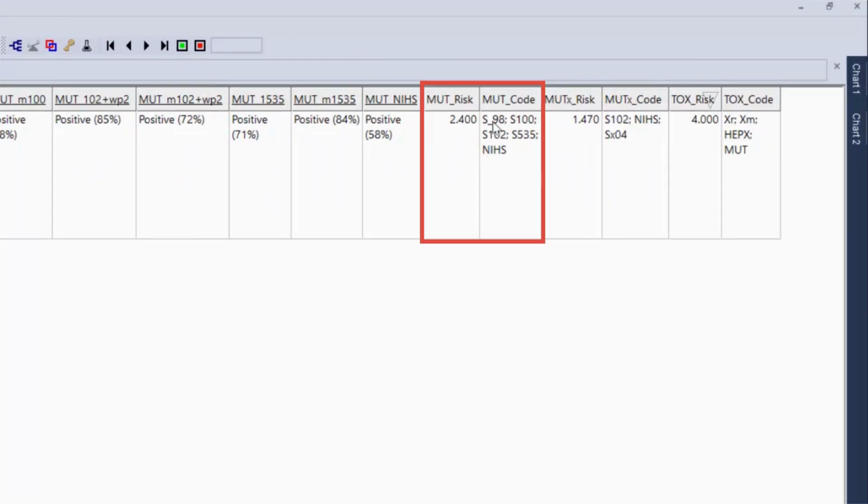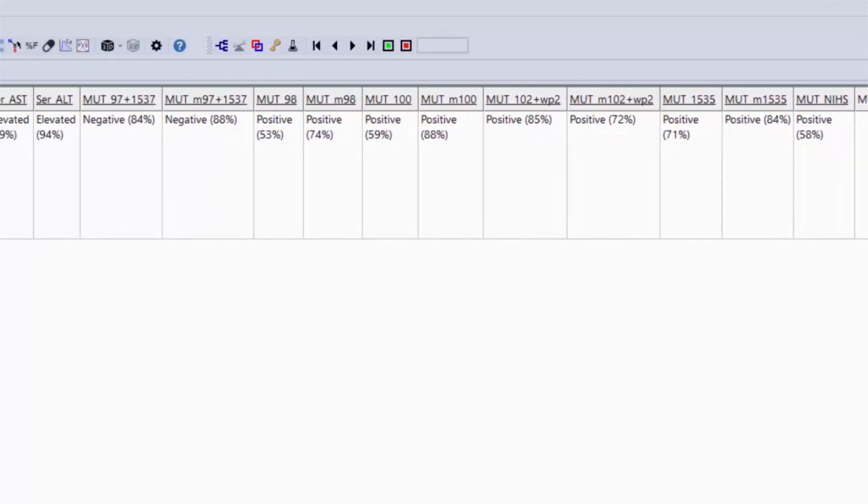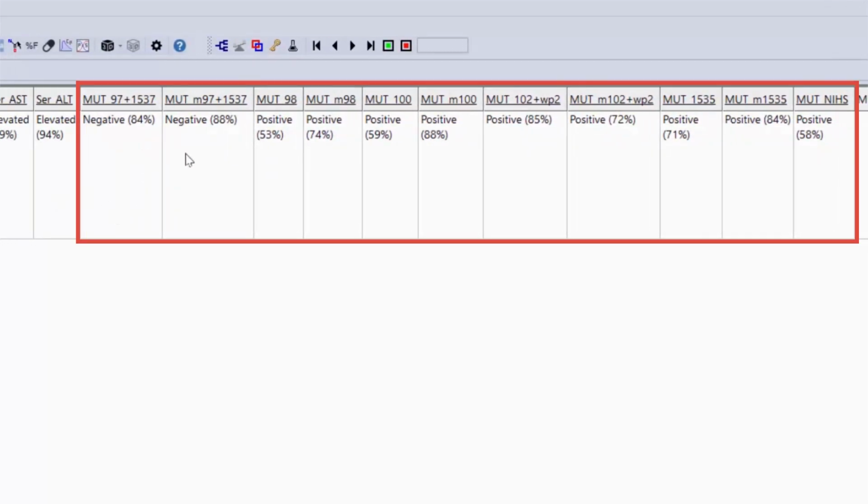And then here are the codes: 90, 98, 100, 102, 535, and NIH. If we look at these predictions for mutagenicity, this one's negative in both, so no penalty is applied there. For 98, it's positive in both the parent compound and the metabolites, so you don't double count this. That would contribute 0.3. Similarly, the TA100 will contribute 0.3.